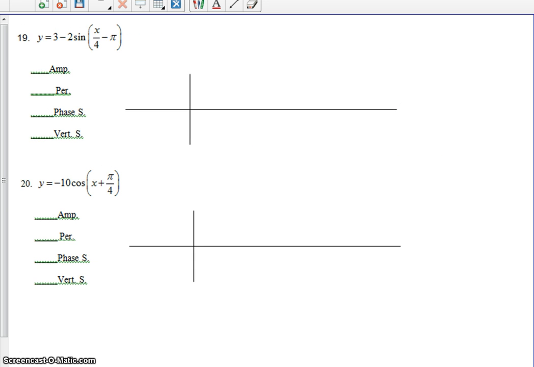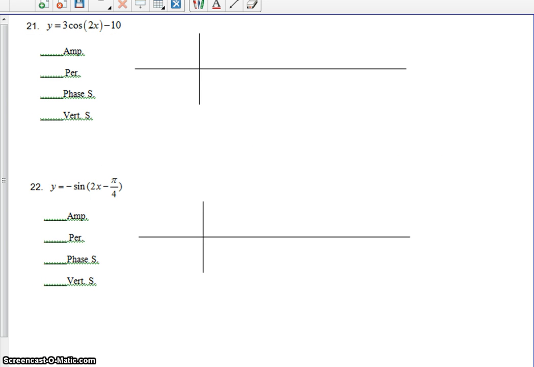I think I have time for one more. Let's do number 22 here. 22 has a negative sign, so I know I'm going to go down and over. My amplitude is still 1. My period is going to be 2 pi divided by 2, my coefficient. So my period is going to be pi.